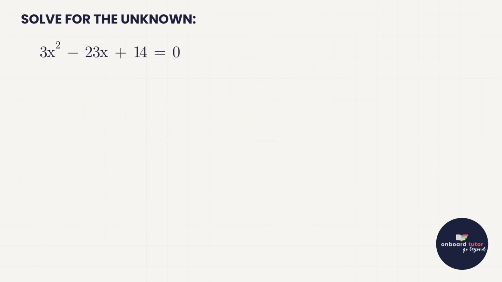Solve for the unknown: 3x squared minus 23x plus 14. The first thing I do is I notice that there's a square here. That means this is a quadratic equation, and I need to do two things there. I need to check that I've got a 0 on one side, and then I am ready to factorize. That's always my step when I deal with quadratic equations.